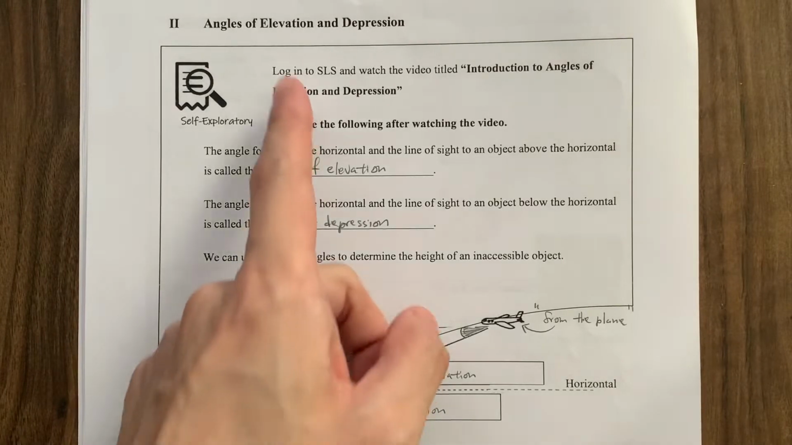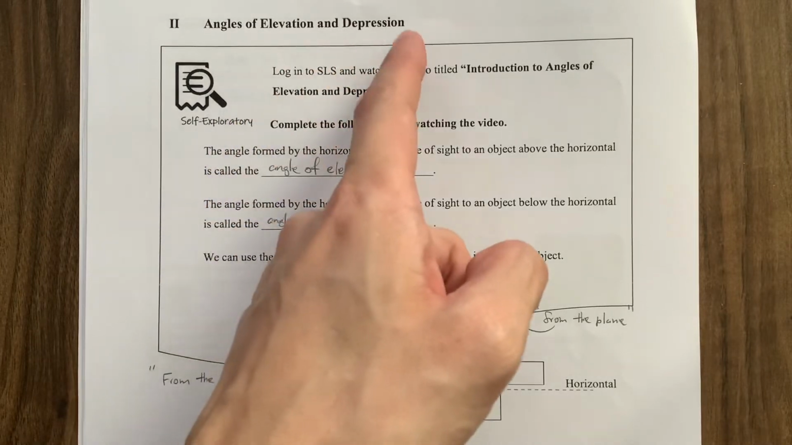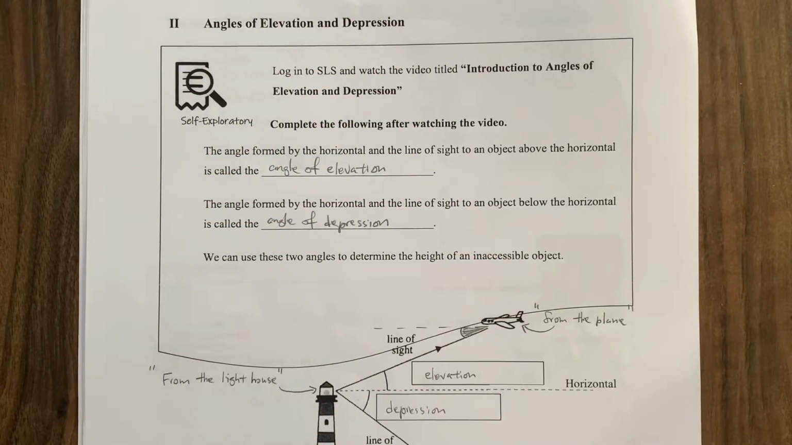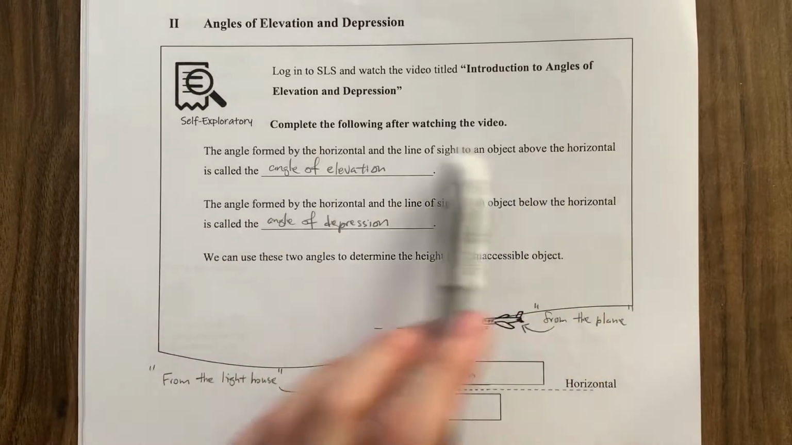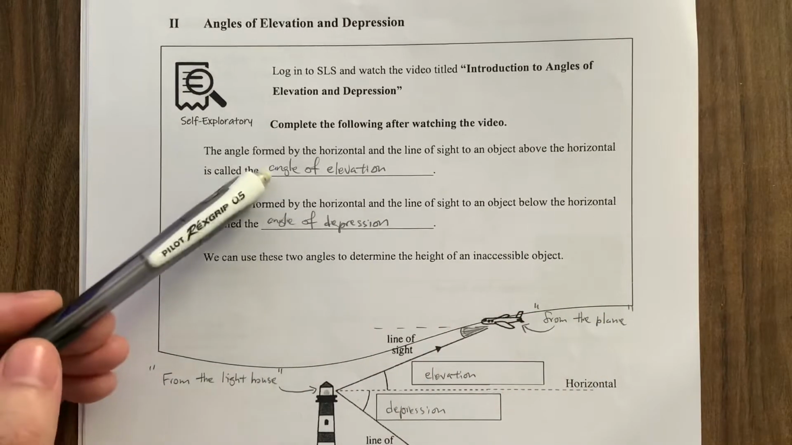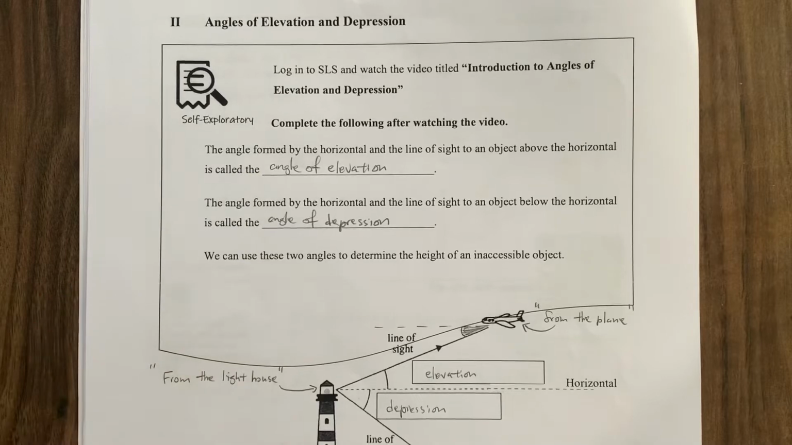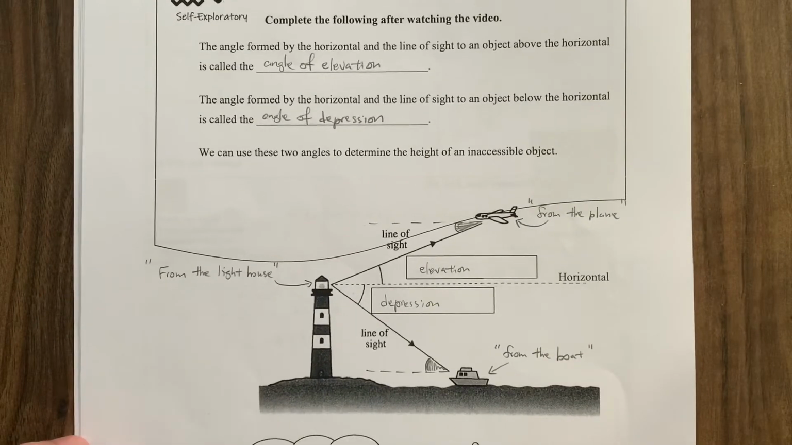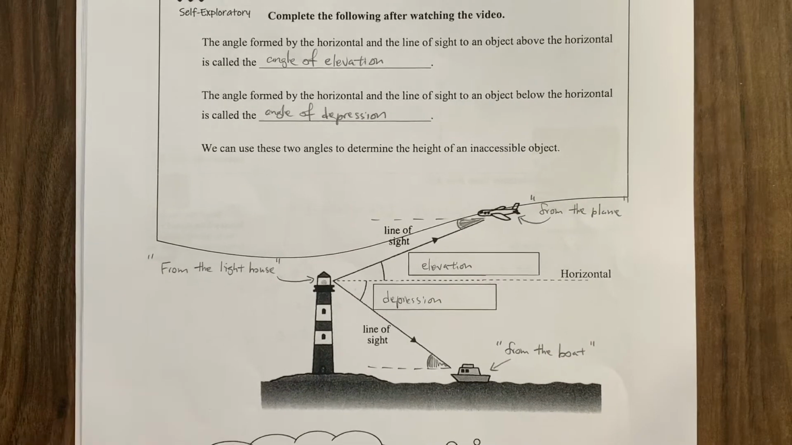So today we're going to talk about angles of elevation and depression. This is actually very simple, so do not worry. This is what it means in words. I'll say you just get these two down first. I'm going to use the picture to describe what it looks like and how it works.